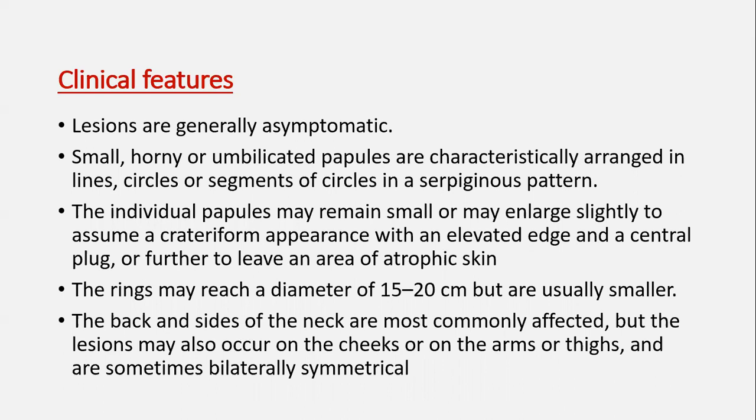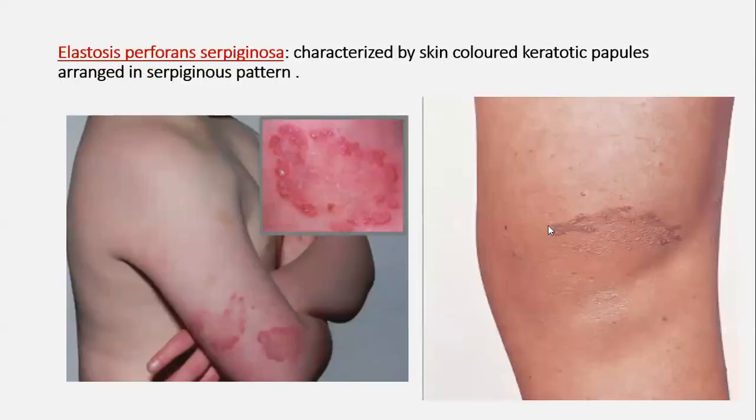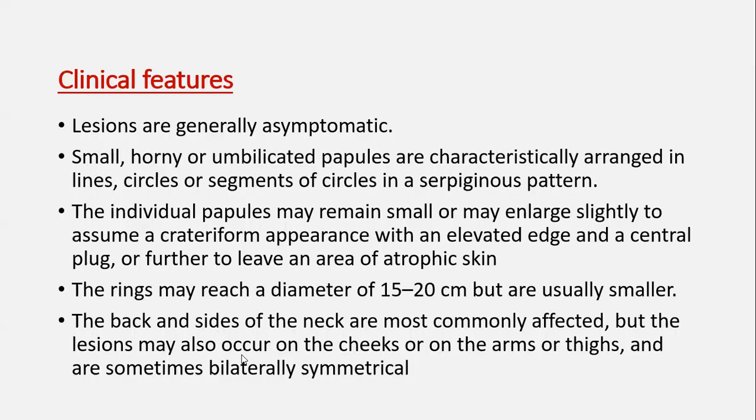Clinical features: they are generally asymptomatic. Small horny or umbilicated papules are characteristically arranged in lines, circles, segments of circles, or in a serpiginous pattern. You can see this serpiginous pattern or the circular pattern. The individual papules remain small or may enlarge slightly to assume a crateriform appearance with elevated edge and a central plug, or further to leave an area of atrophic skin.